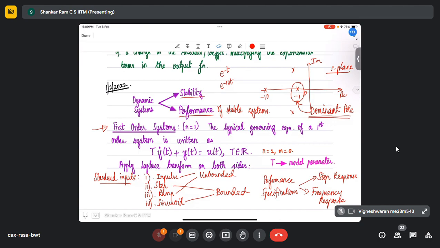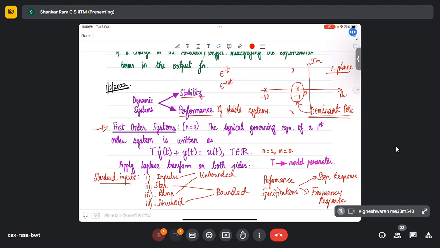So point number one, before we go into the details of today's class: for any dynamic system, we look at stability and performance. Okay, that is the key thing. So stability for you and me right now is bounded input, bounded output stability. We need all poles in the left half complex plane.